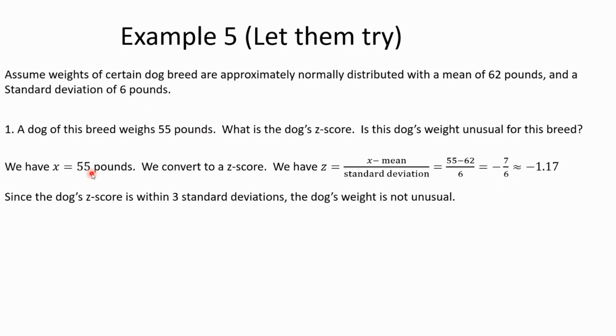Okay, now, so what do we do? We use the formula. Here we're given x. We want the z-score, so we don't know what z is. So we have 55 minus the mean over the standard deviation. The mean we're given is 62. The standard deviation is 6.